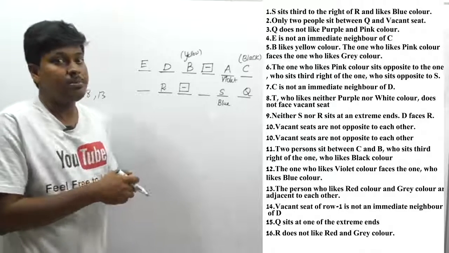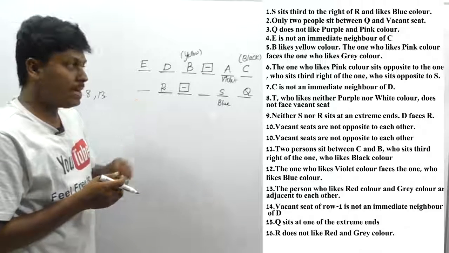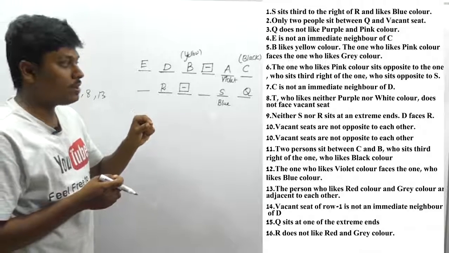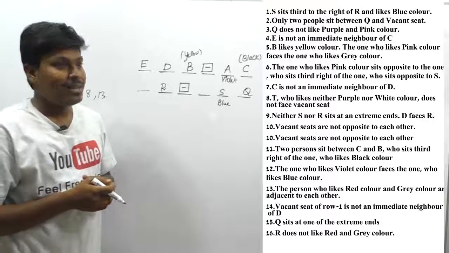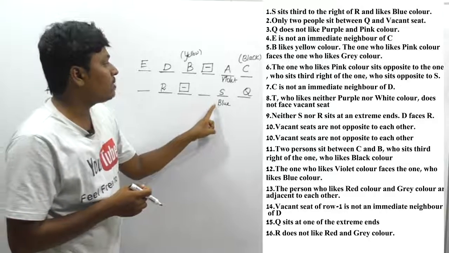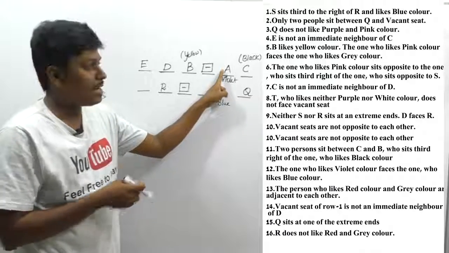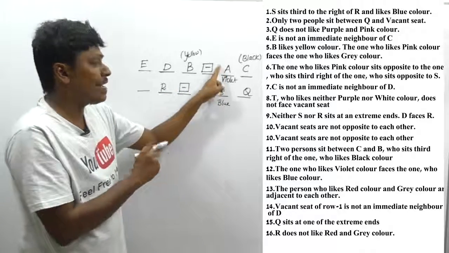The sixth point is most important, where most of the students will get confused. The one who likes pink color sits opposite to the one who sits third to right of one who is opposite to S. So friends, listen carefully. First of all, who is opposite to S? We know that the person opposite to S is A, right? Listen carefully, the last line, who is opposite to S? The person opposite to S is A.